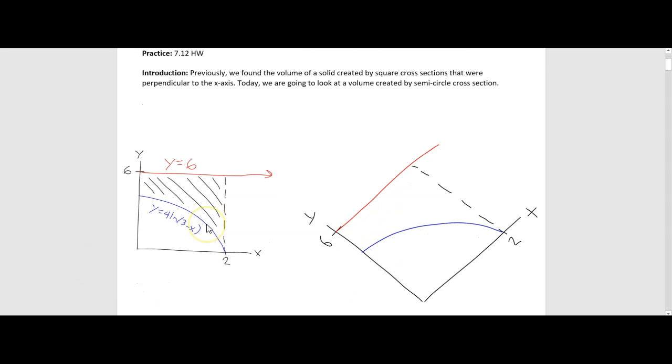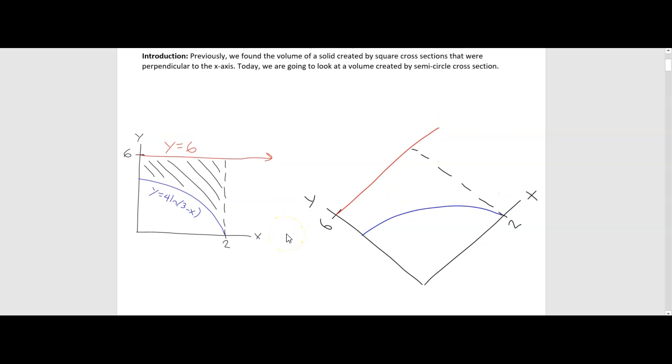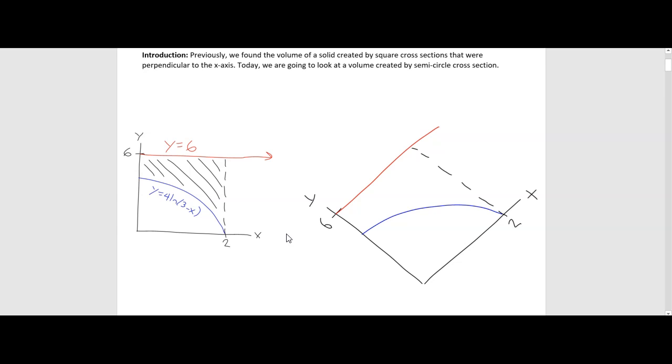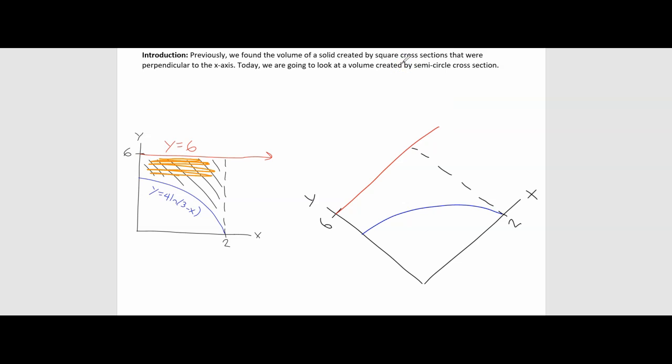We're going to look at the same exact two functions from our opening example from the last video. But in this case, we're going to use cross sections that are semicircles rather than, I think we used squares in our opening example from the last video. So we're going to find the volume when we take this region right here that's shaded, and we're going to look at cross sections that are raised up out of this two-dimensional plane that are semicircles. So let me draw you what I'm talking about.